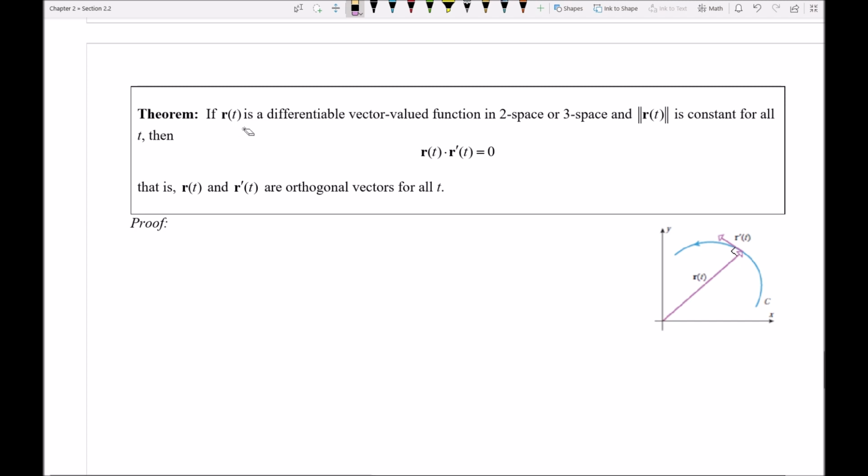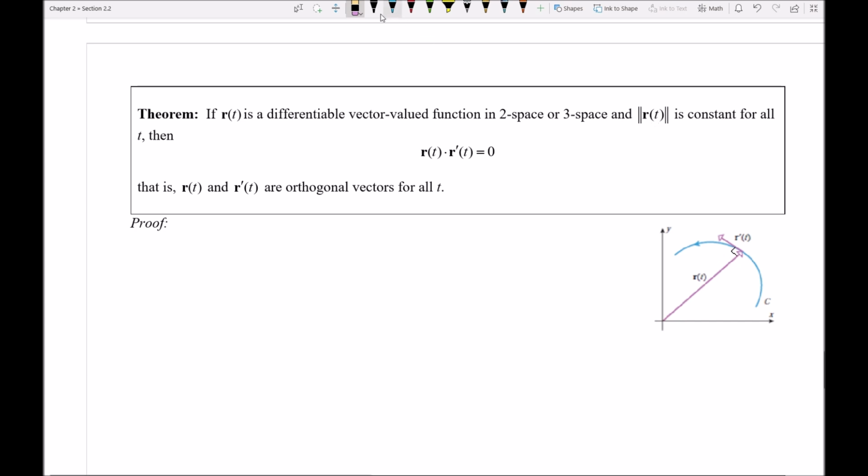Let's suppose that we have r of t that's a differentiable vector-valued function. It could be in 2 space or even in 3 space. But what if it was the case that r of t, when I took its norm, when I measured its length, was constant? Not constant necessarily for any specific t, but constant for all t, no matter what you plug in for t, you always get the exact same answer back.